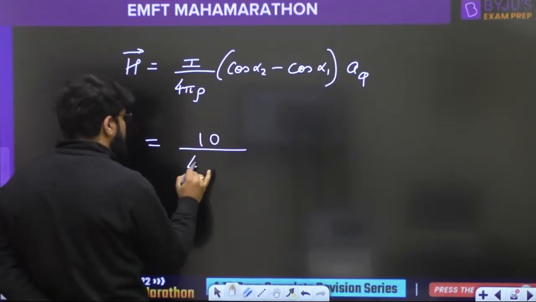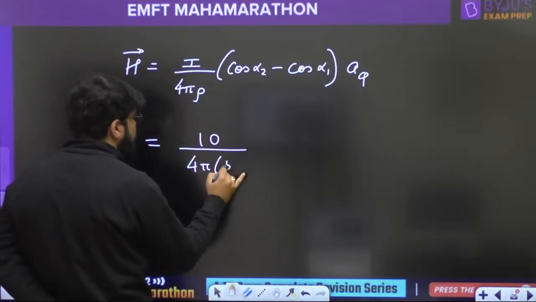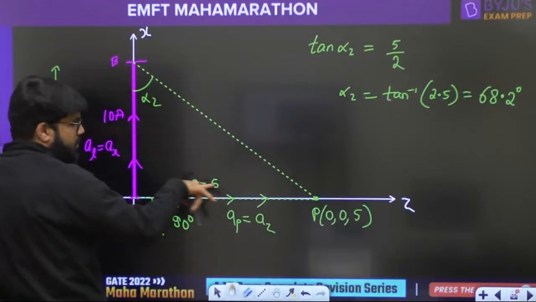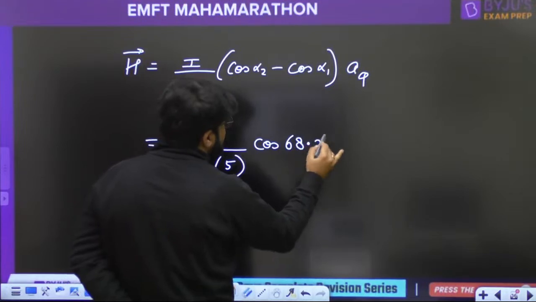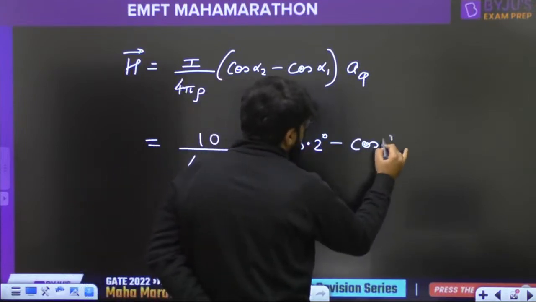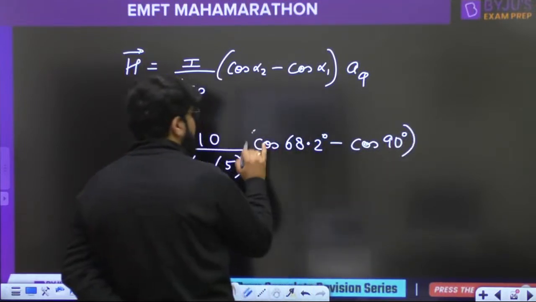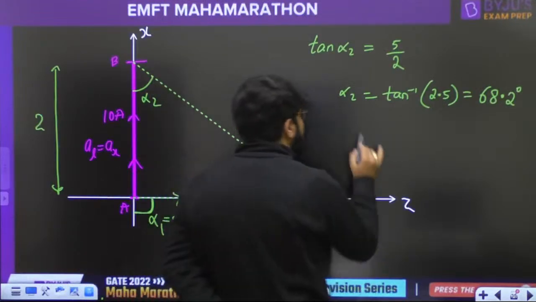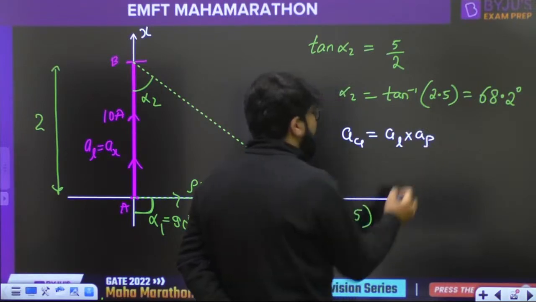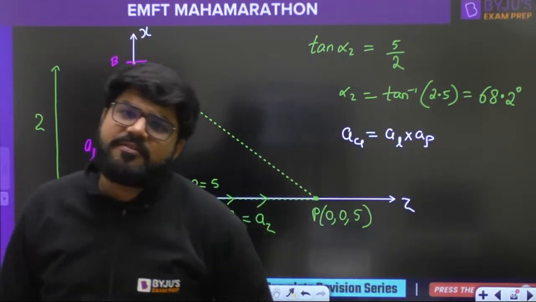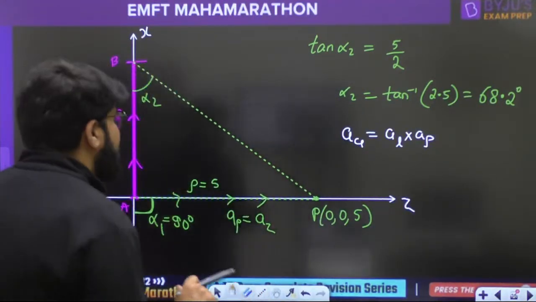Divided by 4 pi rho. Rho means perpendicular distance, calculated as 5. Cos of alpha 2, alpha 2 we just found, 68.2 degree. Cos of alpha 1, alpha 1 is the 90 degree, into A phi. Sir, what is the A phi? A phi, as I told you, is the formula for direction of magnetic field. Either right hand thumb rule or the formula. Apply the formula, a straightforward answer will come.